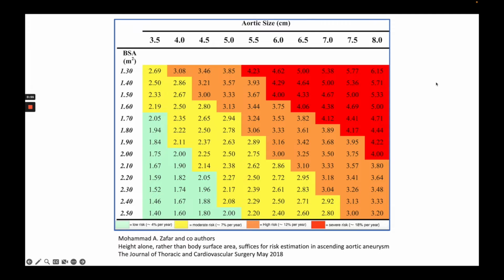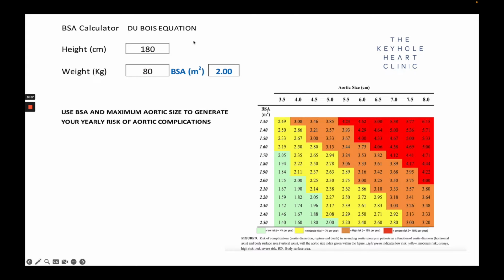So if we were to do a calculation, say we have a patient with a height of 180 centimeters, a weight of 80 kilograms, we get a body surface area of 2 based upon the Bois calculation. At 2, these are the yearly risks of an aortic complication.